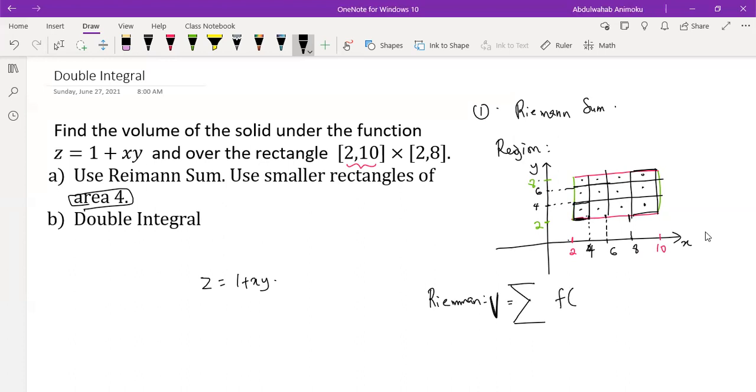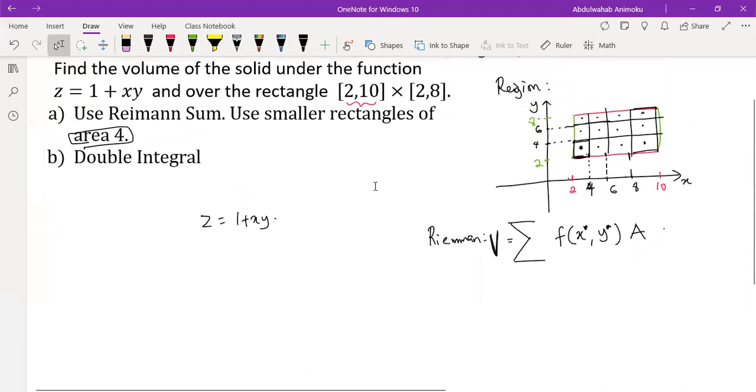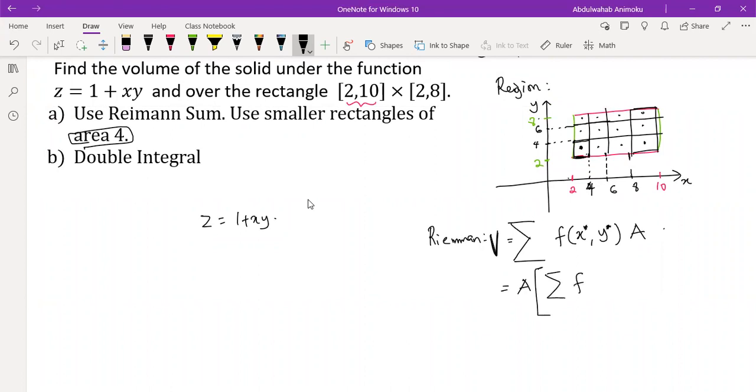Now, the height will be determined by a point inside each smaller rectangle. So let's call this x star, y star. Then we'll multiply this by the what? The area, right, of each strip. Now remember that the area of each strip is 4, so it's the same for all of them. Which means we can bring the area out, and all we need to do is multiply this area with the summation of the function evaluated at these x and y points.